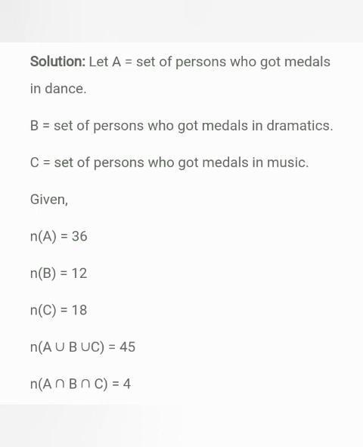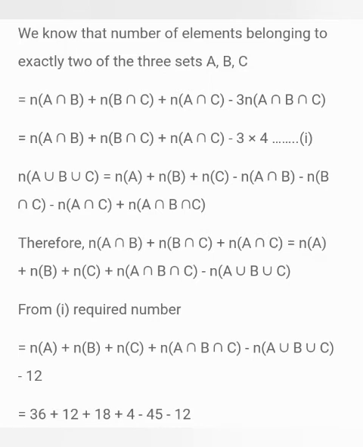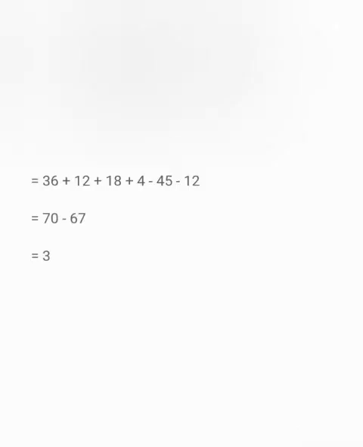Now when you are finding out what is asked in the question, you have to use the formula. The basic formula here, since it asks the number of elements belonging to exactly two of the three sets A, B, C, is n of A intersection B plus n of B intersection C plus n of A intersection C minus 3 into n of A intersection B intersection C. You have the values with you. Those values you just put and get the answer. You have to write it down. Just by hearing you will not be able to. Just write it down, solve it out.